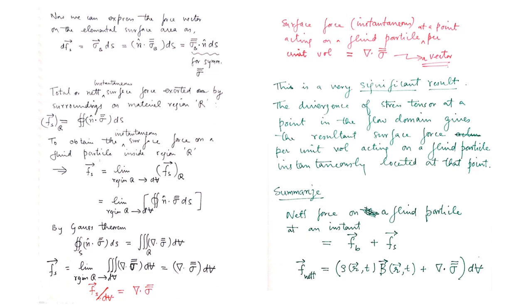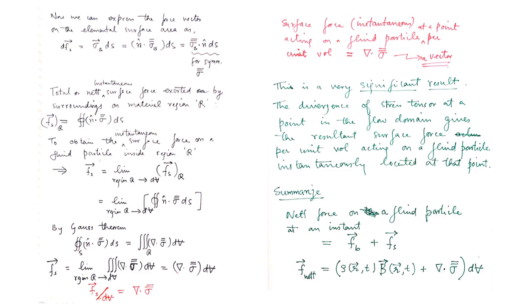So if I now consider the Gauss theorem, I can say that this surface integral of n dot sigma tensor dS is equal to the volume integral of the divergence of the stress tensor. Okay, so from here you can see that the divergence of a stress tensor enters into considerations. Where did the divergence of stress tensor come from in our considerations? When we were trying to develop an expression for the surface force acting on a fluid particle, right?